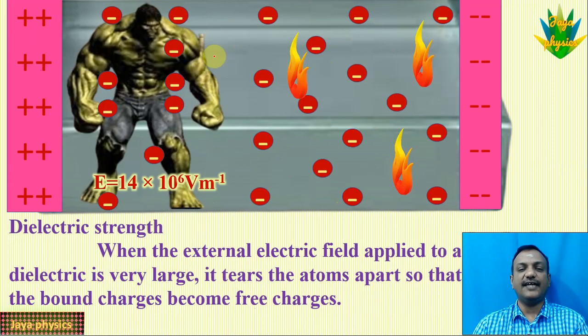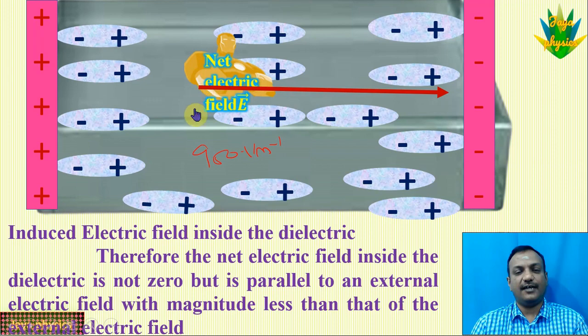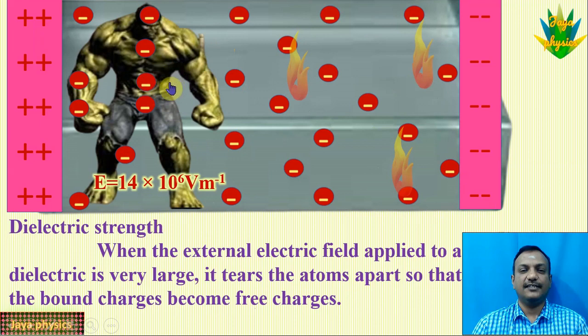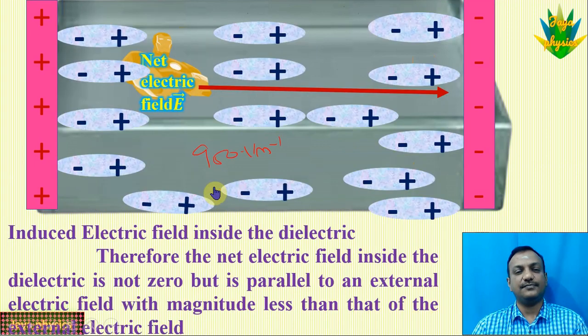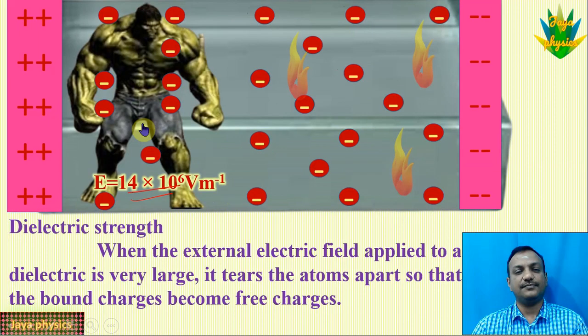If the value of the net field, suppose the applied field is very very large, what happens is this applied field is a very heavy electric field. For example, in case of glass it is 14 into 10 power 6 volt meter power minus 1. When you apply this much electric field, what will happen? What will this electric field do? It will tear the atoms. Tearing the atoms, it will make the electrons move. It will make the charges move.